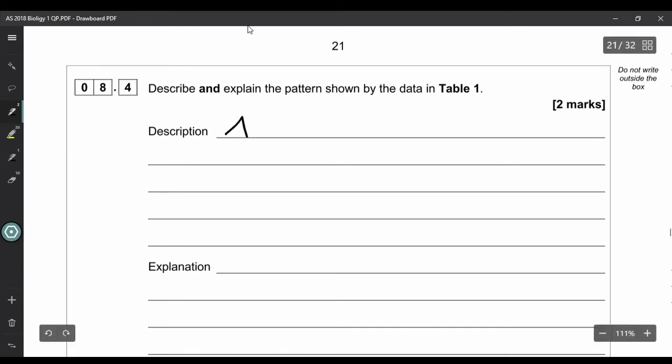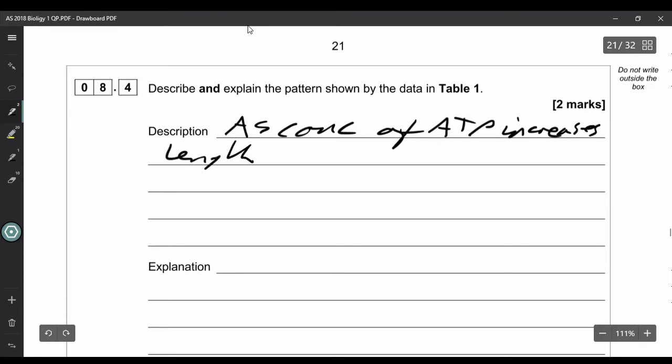So as concentration of ATP increases, the length of muscle decreases.